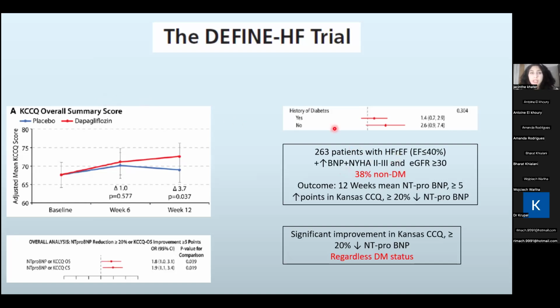So here in this DEFINE-HEART FAILURE trial, as you can see, it's quite prominent: 38% of the participants, here it was 263 participants, were non-diabetic. However, we do see that regardless of the diabetes mellitus status, there is a significant improvement in the KCCQ questionnaire and a decrease in the NT-proBNP, the natriuretic peptide.